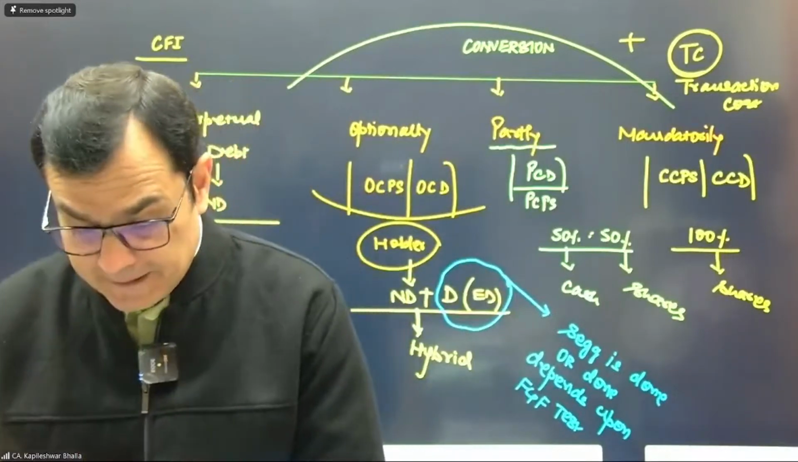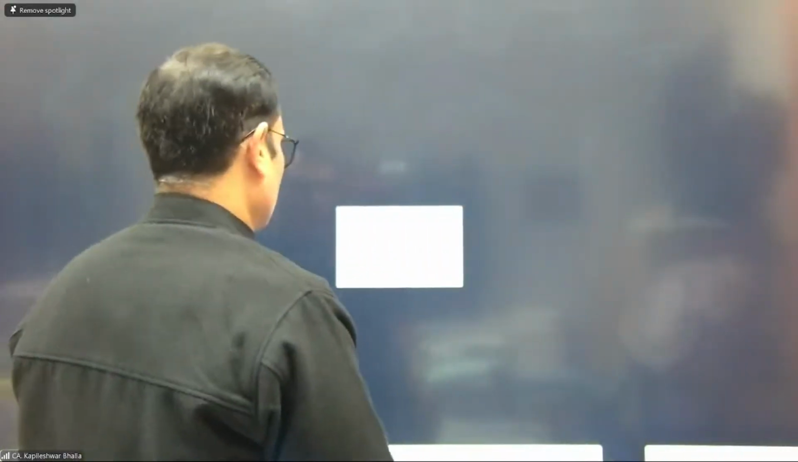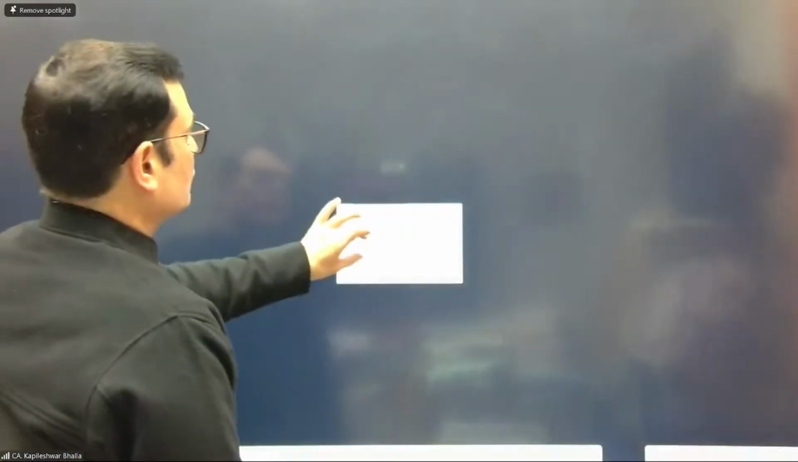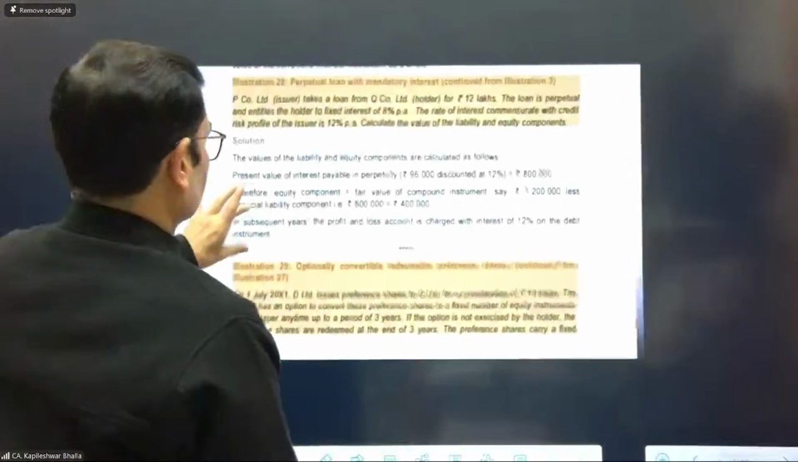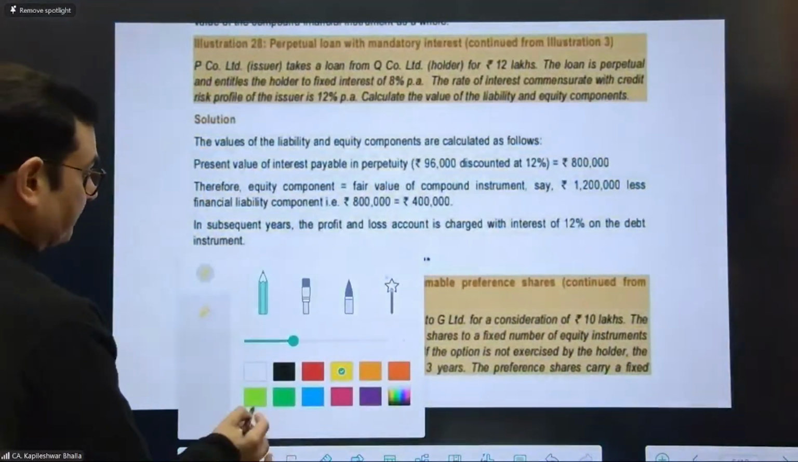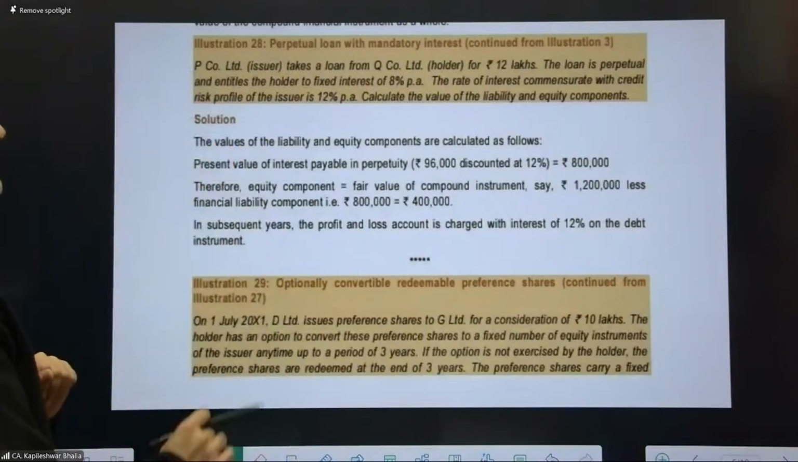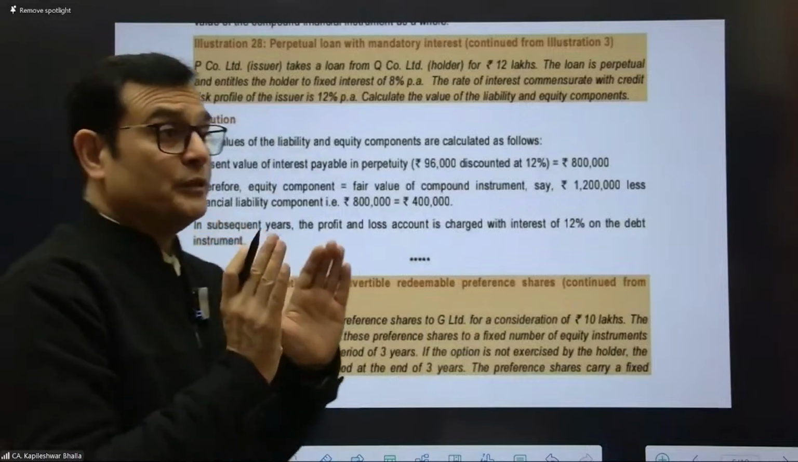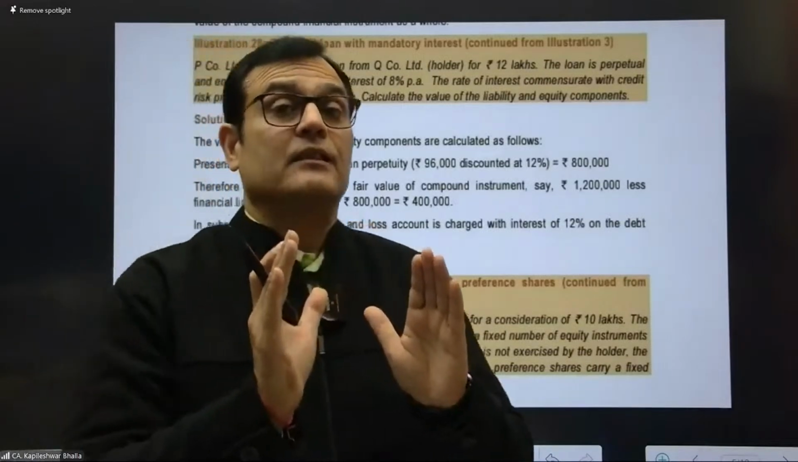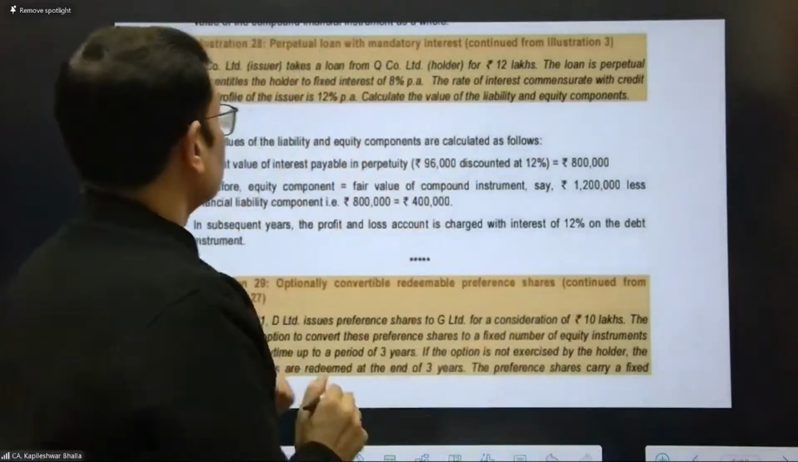Okay, that's superb indeed. Let me start with a simple little question with you. I want to take you to the accounting part and let's have a look at illustration number 28 in unit number 3. Now we're looking at the accounting. So we will first identify whether it is a CFI or not, and then we look at the accounting.